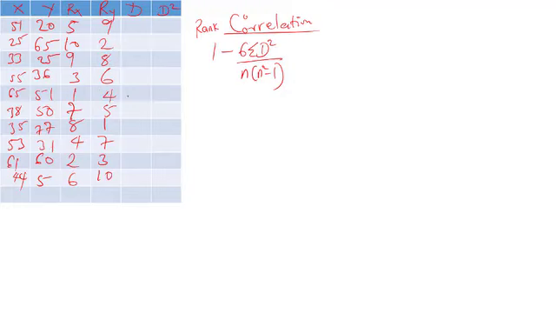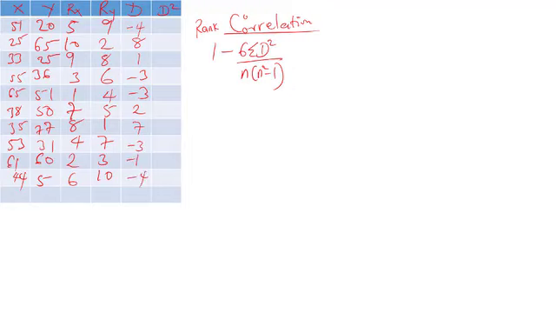Now let's get the difference between the ranks. You can subtract in any way, x minus y or y minus x. If you square, everything will become positive. So 5 minus 9 is minus 4. 10 minus 2 is 8. 9 minus 8 is 1. 3 minus 6 is minus 3. 1 minus 4 is minus 3. 7 minus 5 is 2. 8 minus 1 is 7. 4 minus 7 is minus 3. 2 minus 3 is minus 1. 6 minus 10 is minus 4.